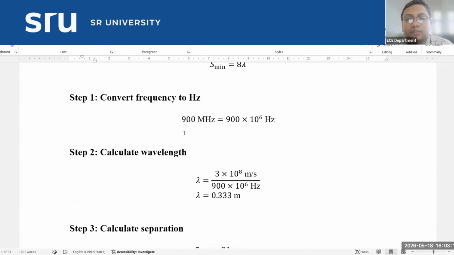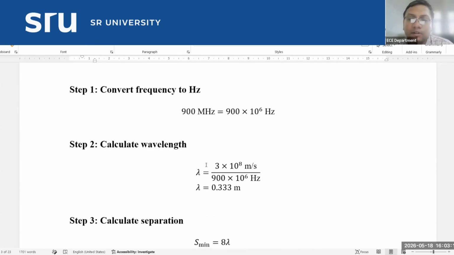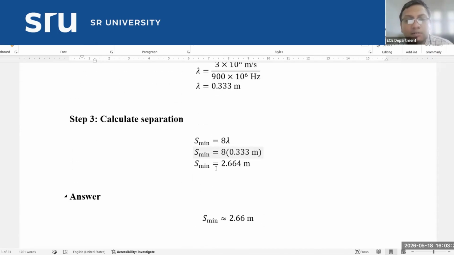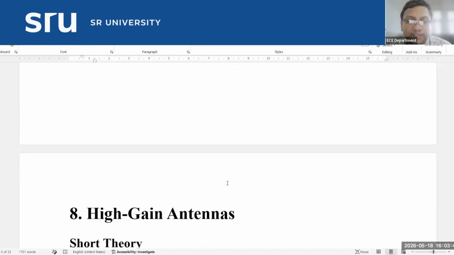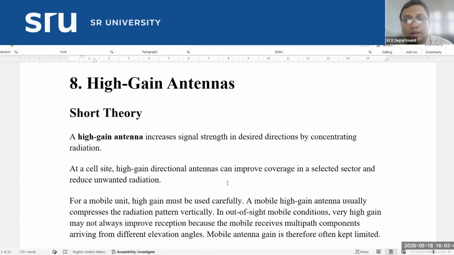First we need to get the frequency f. From this frequency, you need to convert it to lambda. So lambda is equal to c by f. I have already shown that calculation. So the lambda is 0.333, so the separation should be 8 into 0.333, which means 2.664, or 2.66 meter. Okay, so I believe that aspect is very clear.